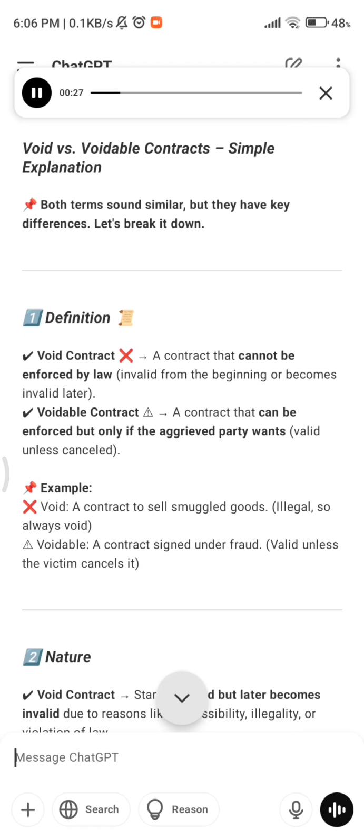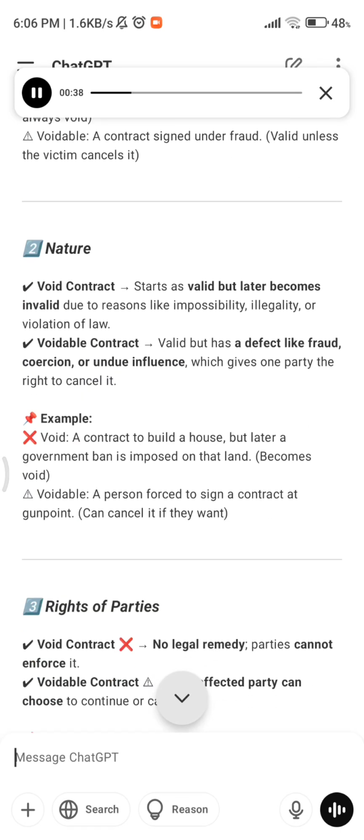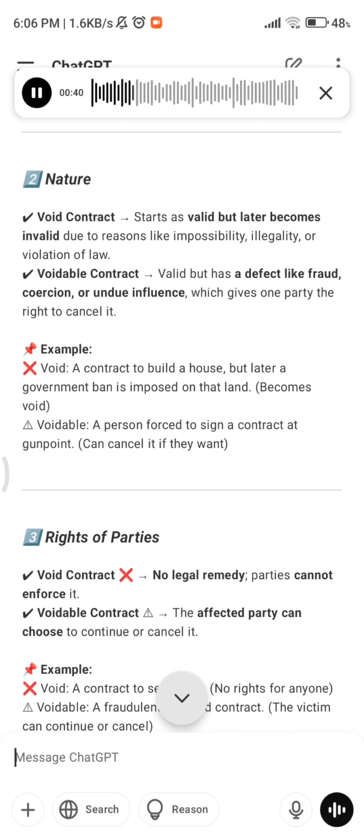Example, void: a contract to sell smuggled goods. Illegal, so always void. Voidable: a contract signed under fraud, valid unless the victim cancels it. 2. Nature. Void contract: starts as valid but later becomes invalid due to reasons like impossibility, illegality, or violation of law. Voidable contract: valid but has a defect like fraud, coercion, or undue influence, which gives one party the right to cancel it.